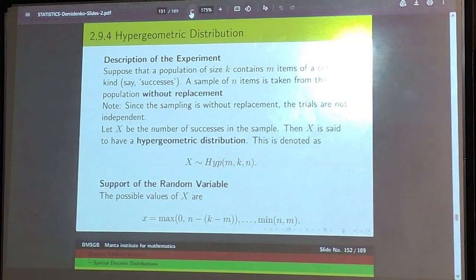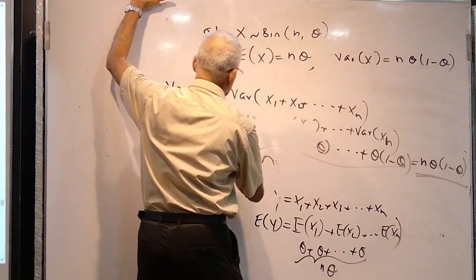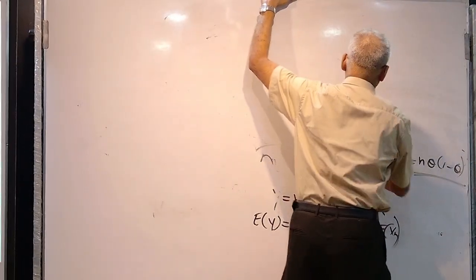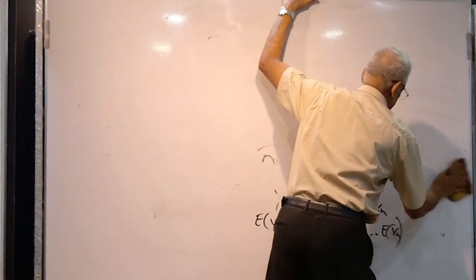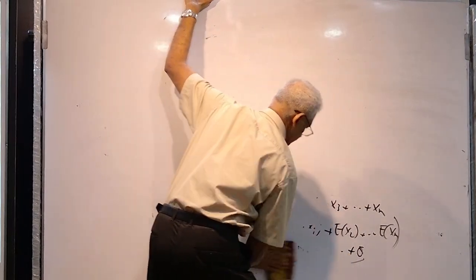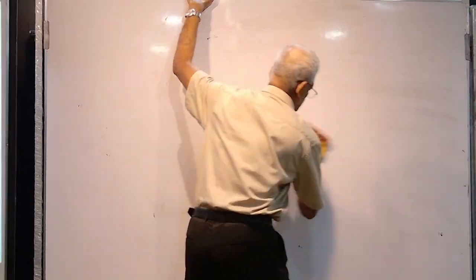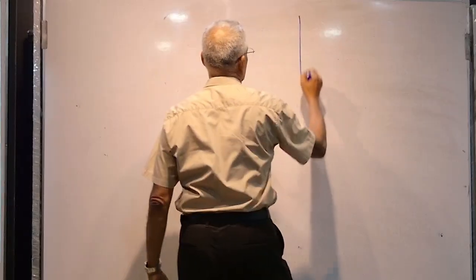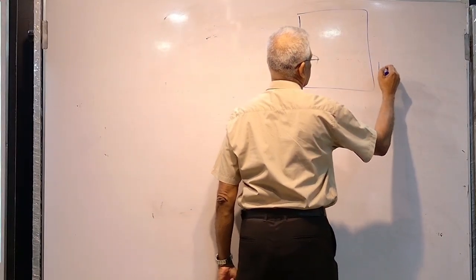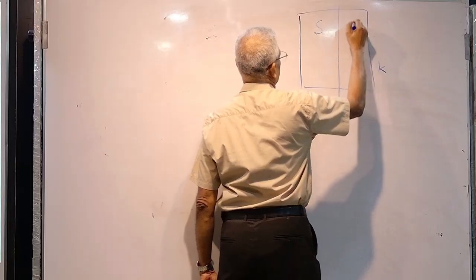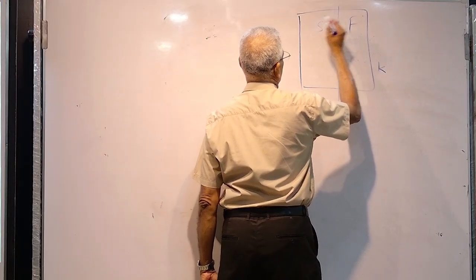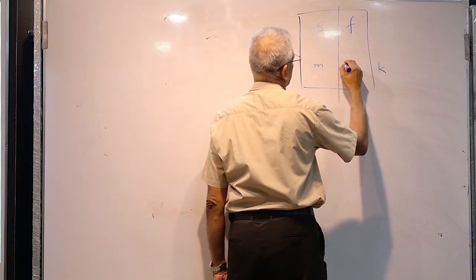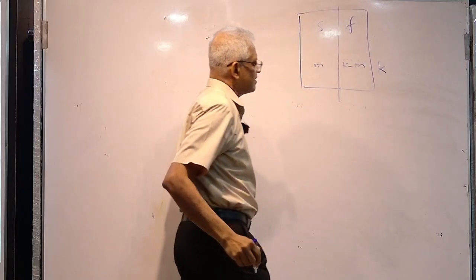So what will be the distribution of x in this case? What are the possible values of x? What is the distribution of x? What is the mass function, and so on? That is the question. So we have a situation like this. We have a population with k items. There are successes and failures. Suppose there are m successes and k minus m failures.